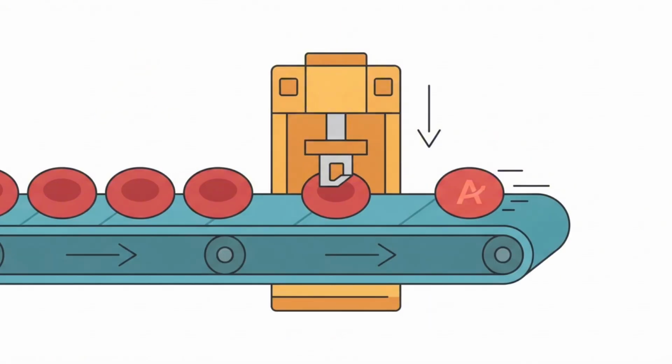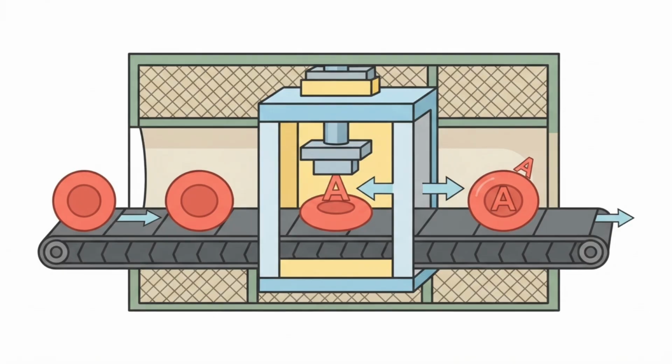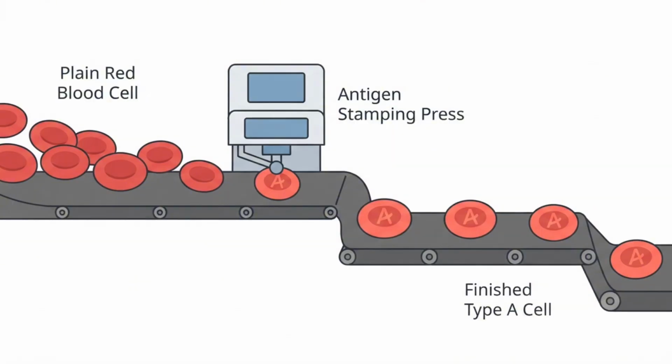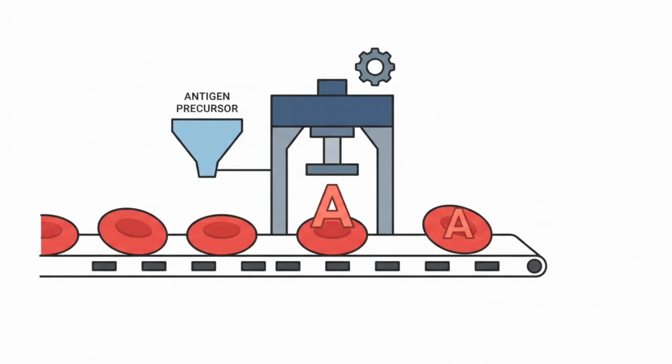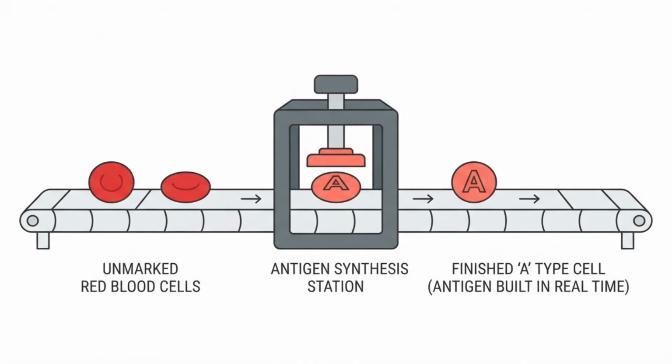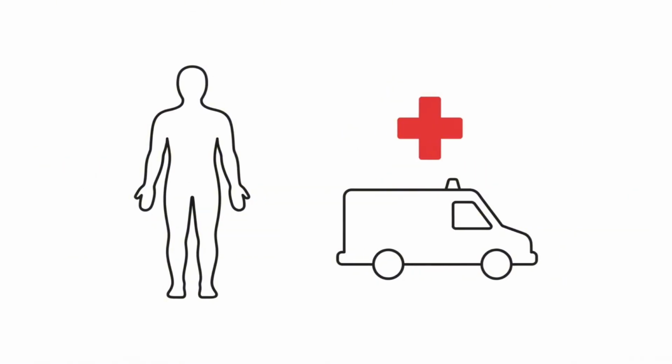Think of red blood cell manufacturing like a factory assembly line, where a bare product moves down a conveyor belt and the stamping machine presses a company logo onto it before it ships out. In Type A cells, the stamping machine presses on the A logo, and every immune cell in the body grows up recognizing that stamp as home turf. Anything without it, or with a different stamp, gets treated as an intruder.